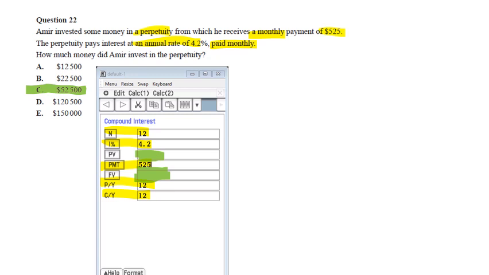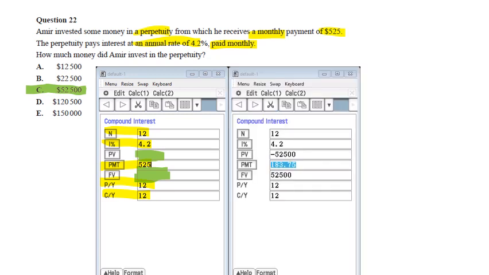So what I did was I put those numbers in, and I put in minus 52,500 and positive 52,500. It's important to get those negatives and positives right. So negative is you gave money to the bank, and at the perpetuity at the end of the time, you get back the same amount of money. So I put in the 52,500, and you can see I then pressed the PMT button to see if it did equal 525, right? And it's too low. So it's too low. That means I can say it's not A, not B, and not C.